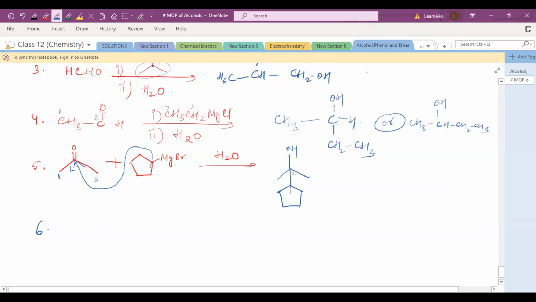One more question. Suppose I give you this ketone plus this MgCl in the presence of water. Okay, then what will be the answer? One bond will break. Ma'am, it's very easy. The answer will be OH here, right? Yes, ma'am. And this carbon will be attached to this carbon.